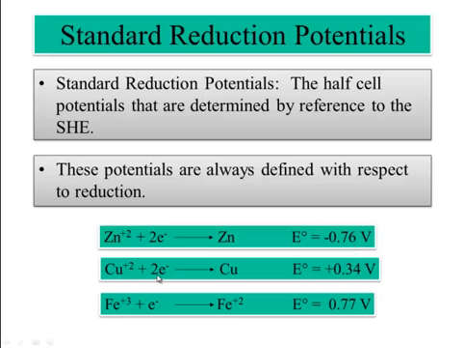Similarly, have a look at this reaction. Copper 2 plus ions picking up 2 electrons, becoming copper atoms. Obviously copper being a non-reactive metal has a positive reduction potential. Similarly, your ferric ions are picking up 1 electron and becoming ferrous ions. Here the positive reduction potential value indicates clearly that Fe3 plus prefers to undergo reduction reaction in order to become Fe2 plus.